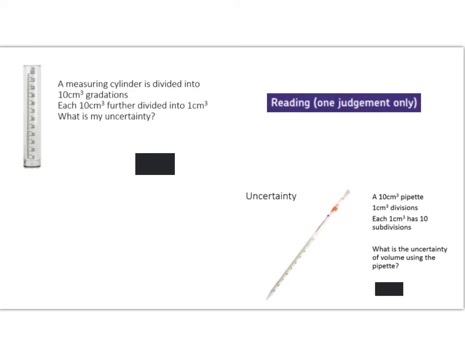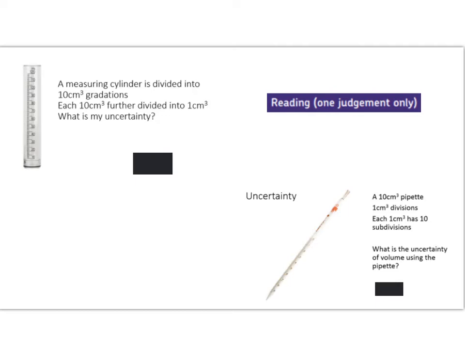Okay, so here are two examples of implements where you take readings. We've got a measuring cylinder and we've got a pipette. If you could please try and work out what the uncertainty of each measurement would be, pause the video and then I'll reveal the answer.